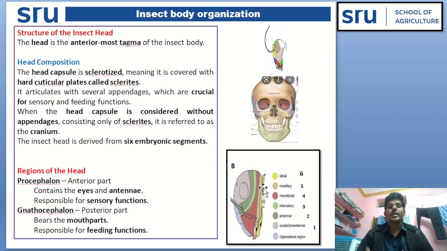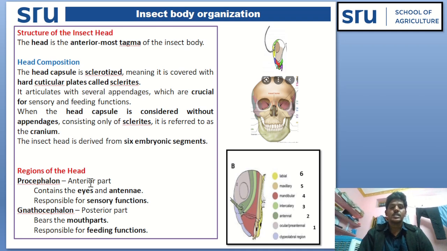Head is articulated with several appendages, which are very important for sensory and feeding function. Appendages such as eyes, antennae and various mouth parts. When the head capsule is considered without appendages and with only sclerites, then it is referred to as cranium. The insect head is derived from 6 embryonic segments.